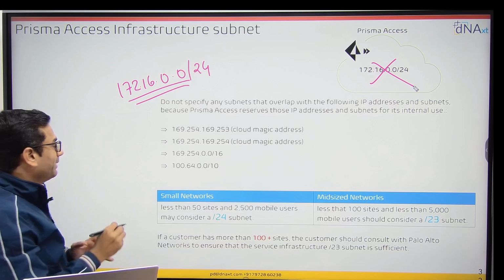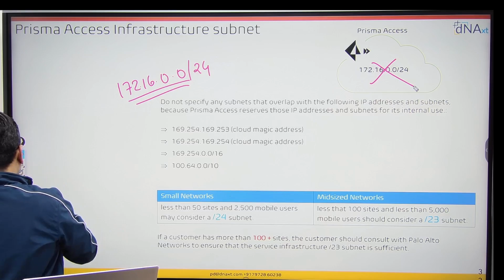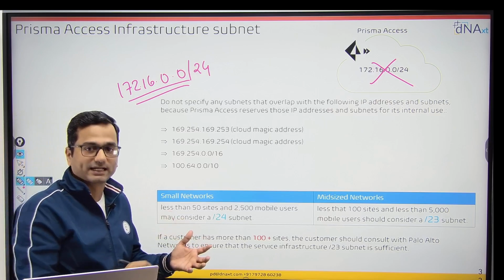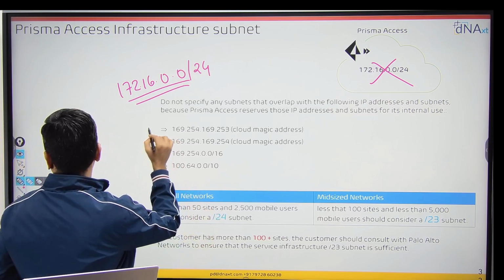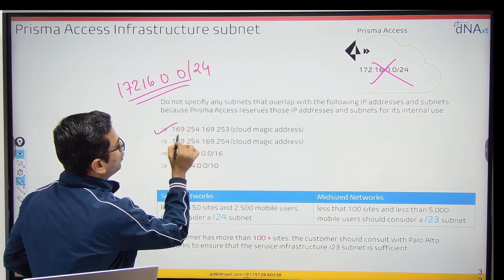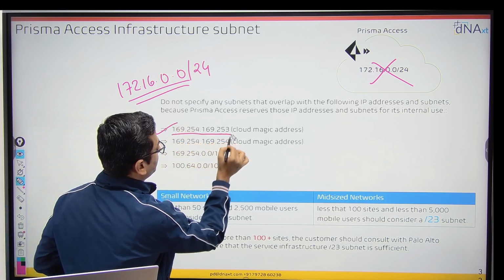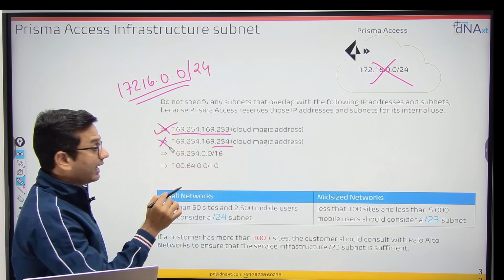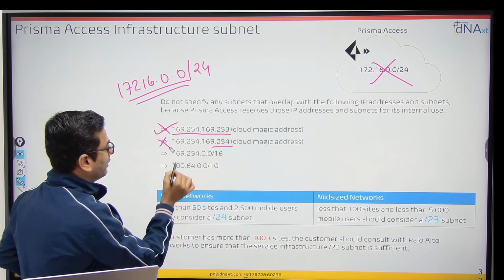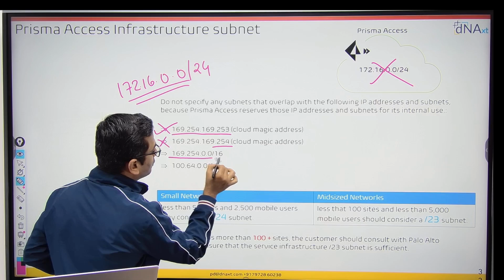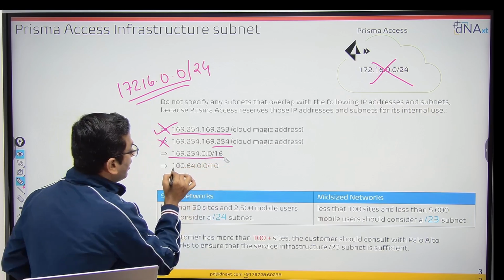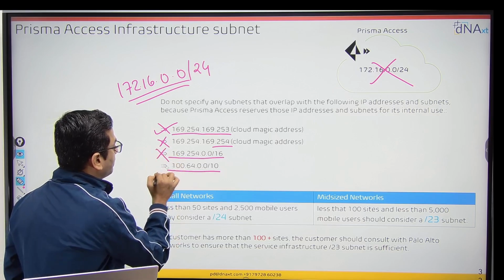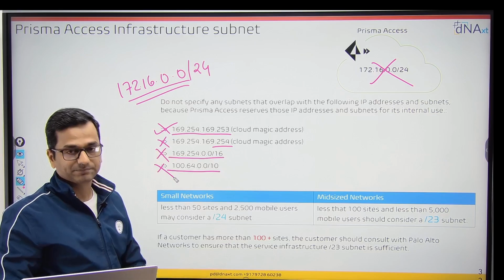Clear? Next, a few subnets and IP addresses are already reserved by Prisma Access, such as 169.254.169.253 and 254. You cannot use these two IP addresses, and two major subnets, one 169.254.0.0/16 and 100.64.0.0/10. You cannot use these subnets as an infrastructure subnet.